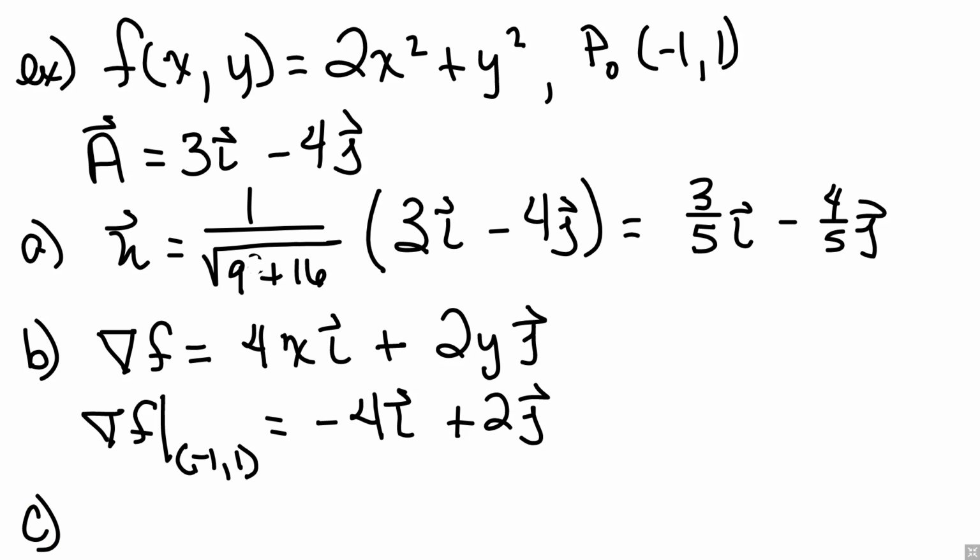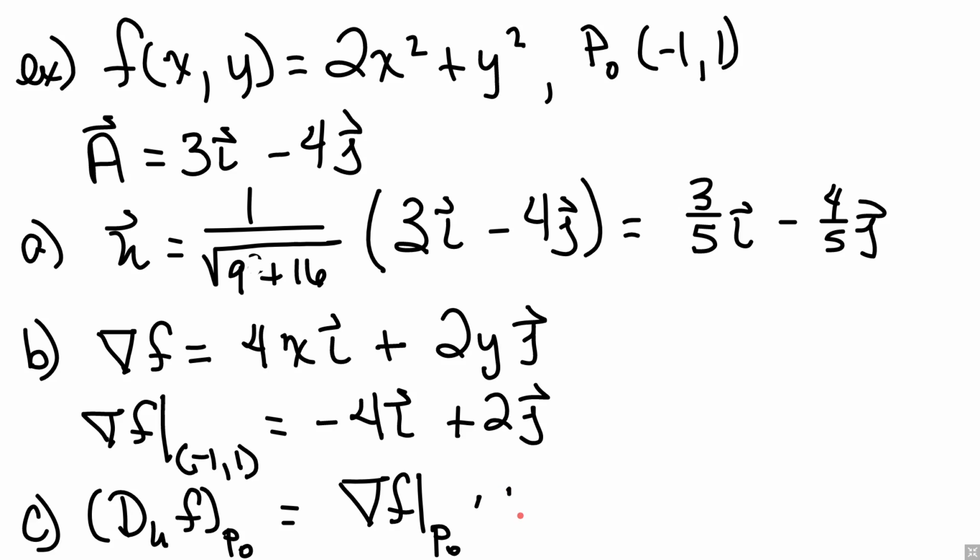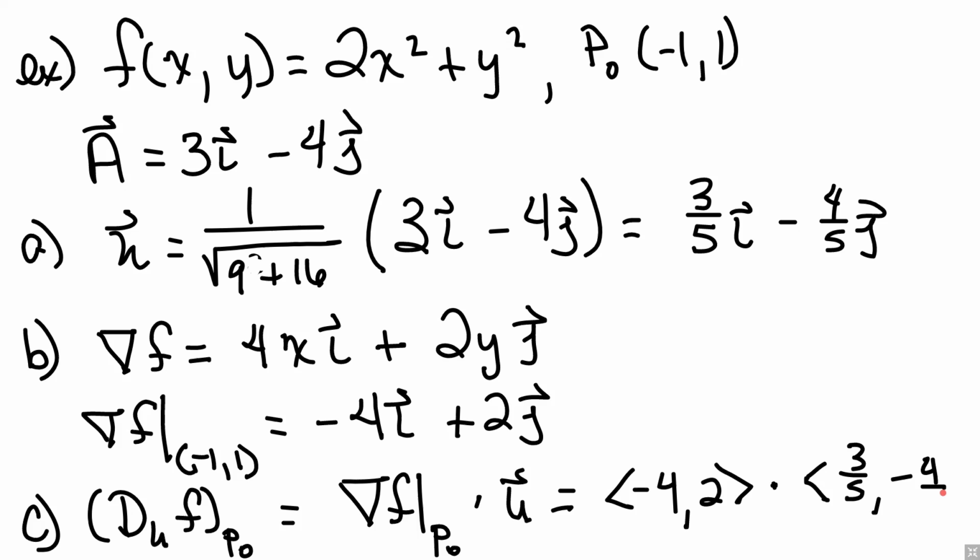All right, and then part C, we want to find the directional derivative of this. So we want to do D_u of f at p sub 0. So that means what we're going to do first, we're going to do the gradient of f evaluated at p sub 0, and we're going to dot it with the unit vector. Okay, so the gradient of f evaluated at p sub 0, we found to be negative 4, 2. And then the unit vector we found to be 3/5, negative 4/5.